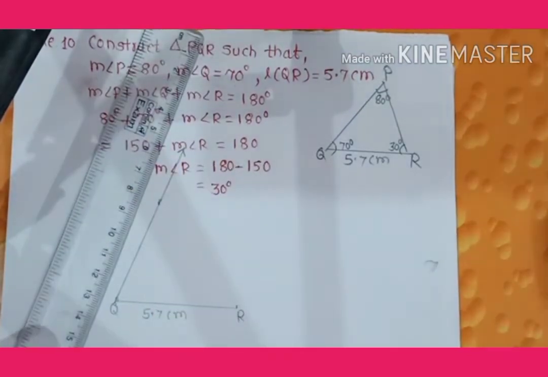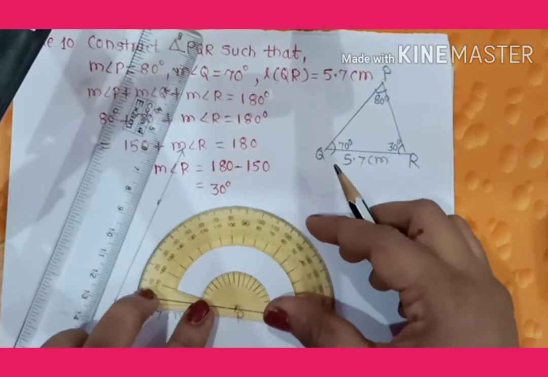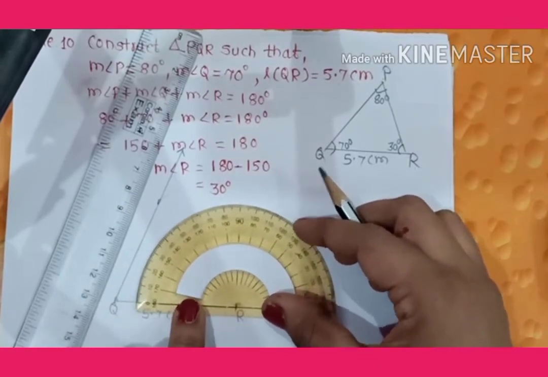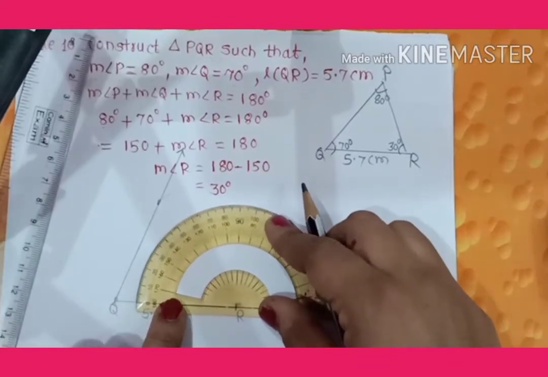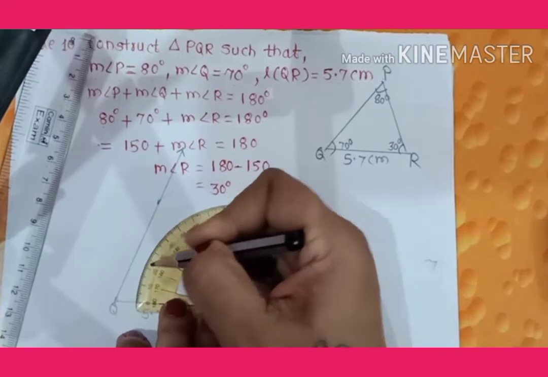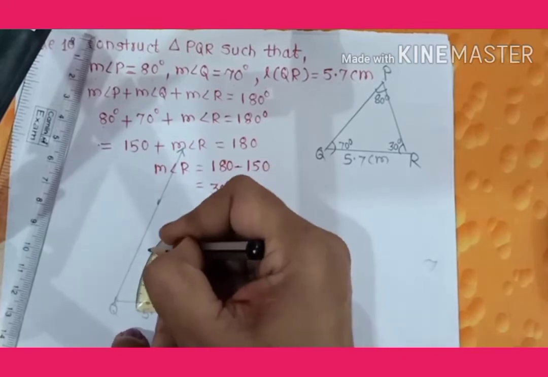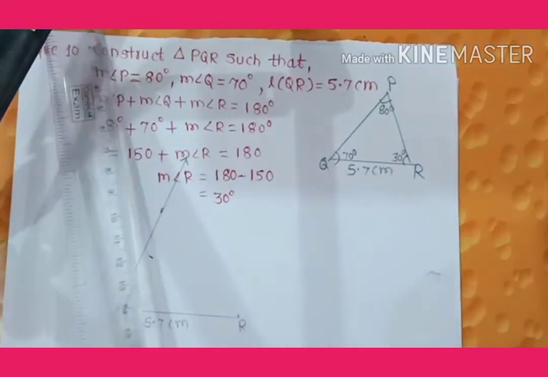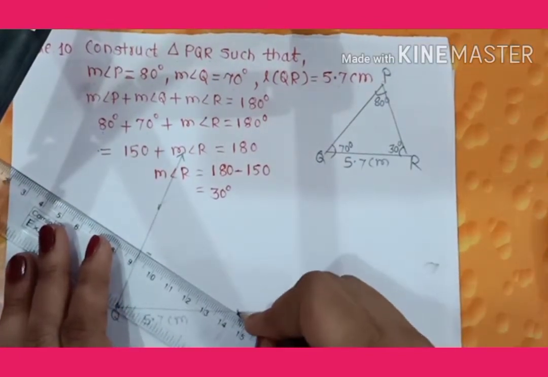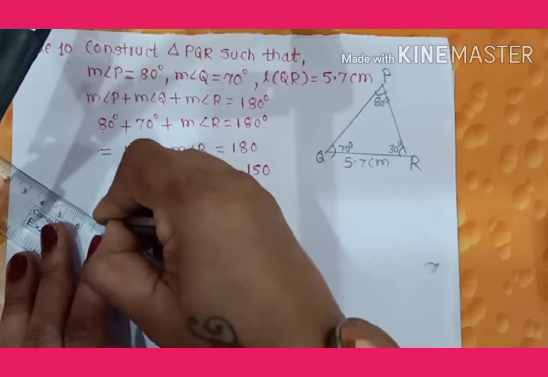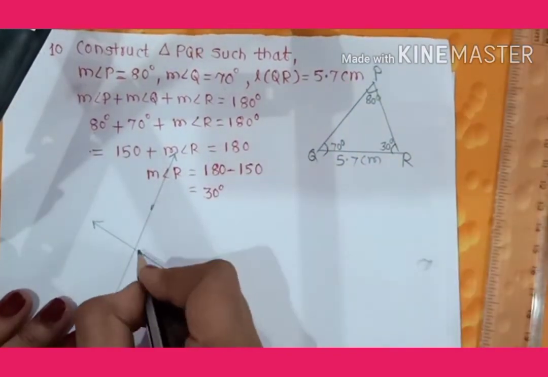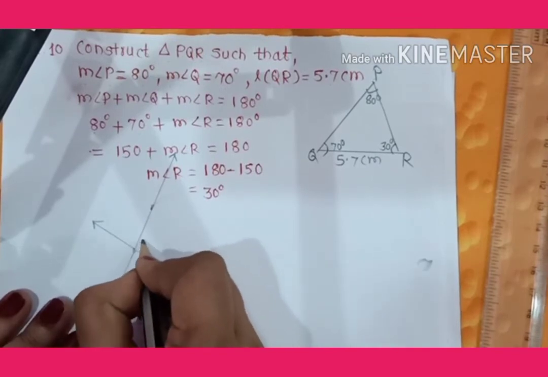Now similarly, from the point R, draw a ray in such a way that angle R becomes 30 degree. 0, 10, 20, 30. Now draw a ray from the point R. Write the name of this intersecting point P.